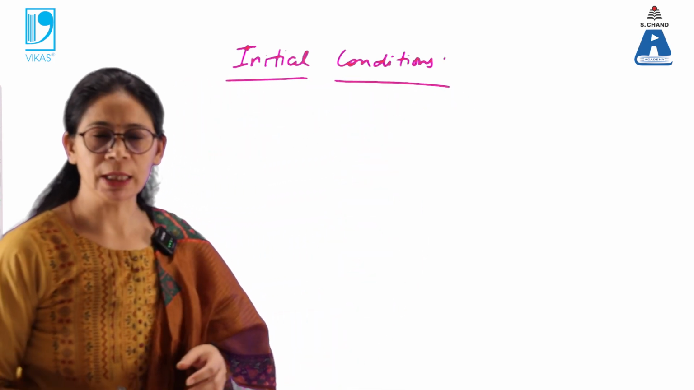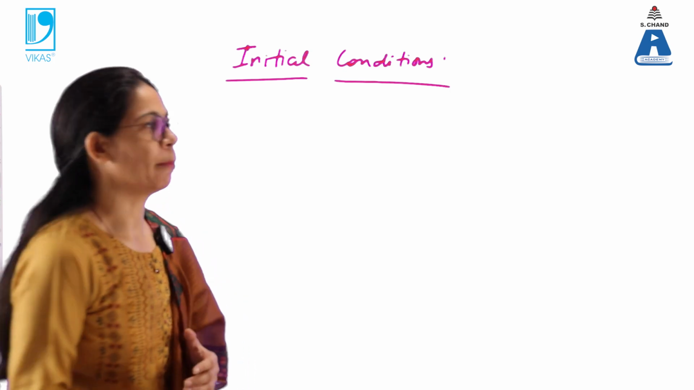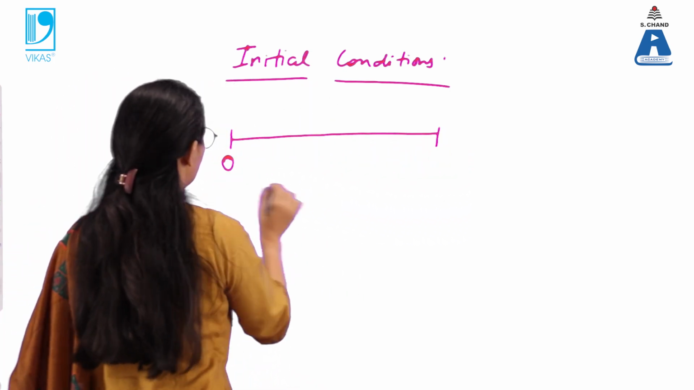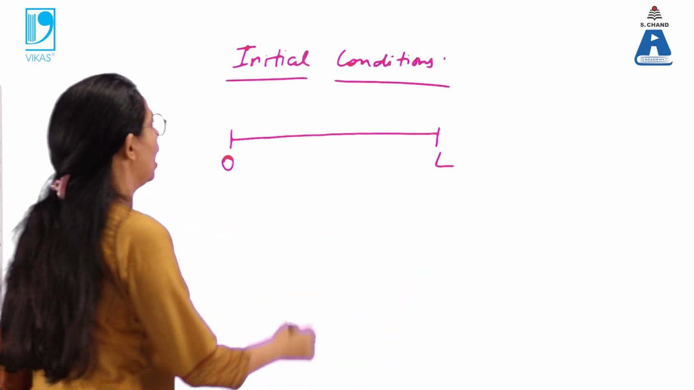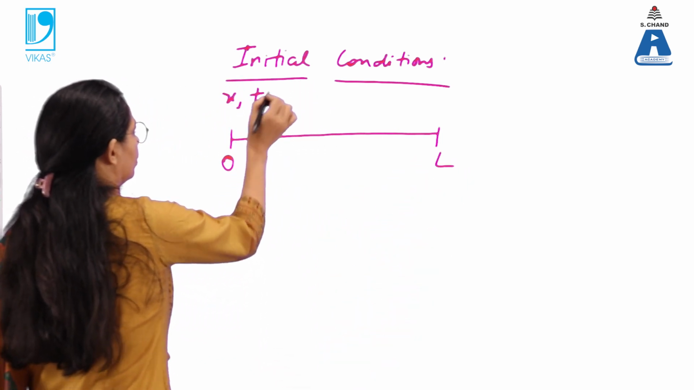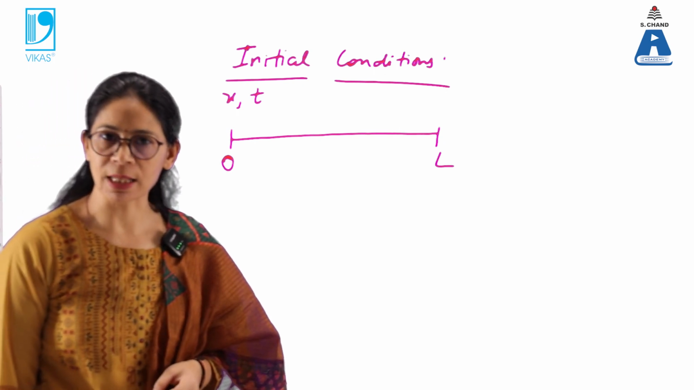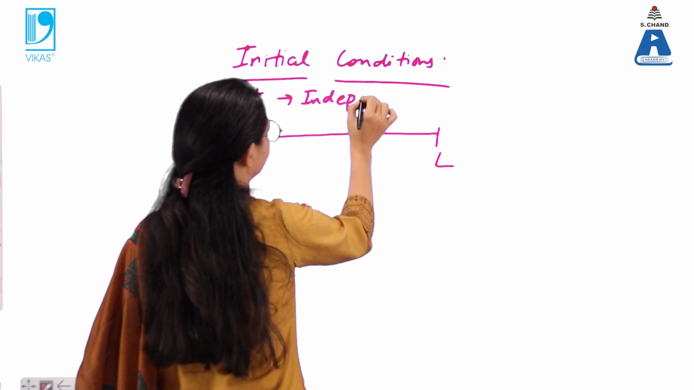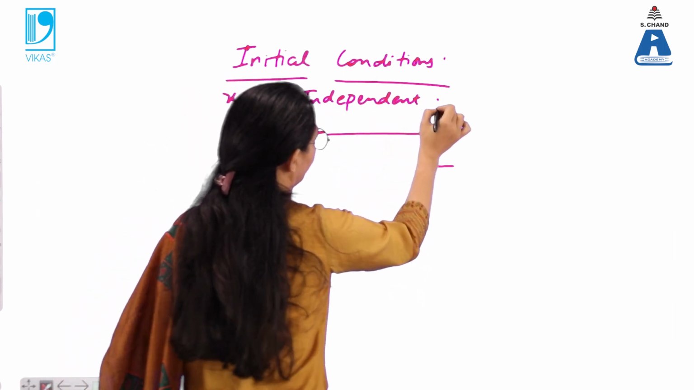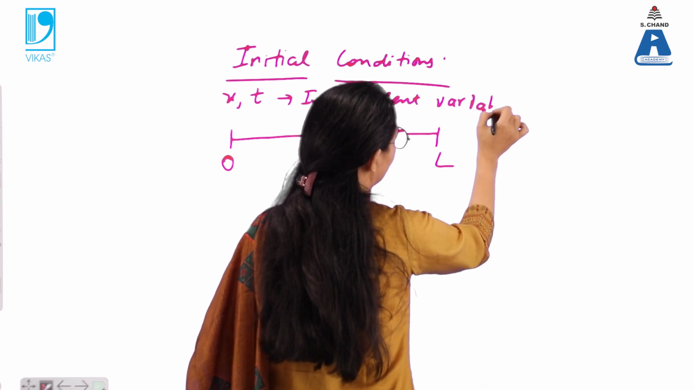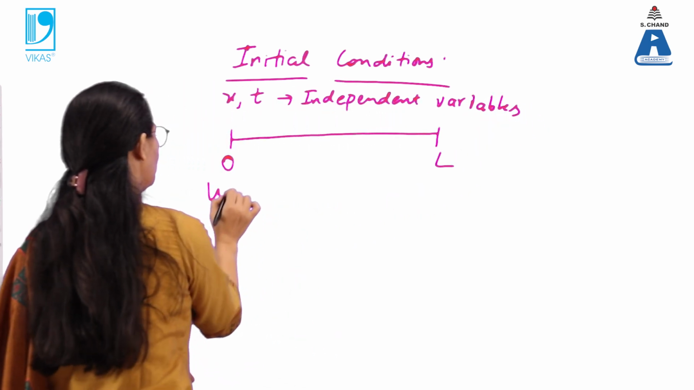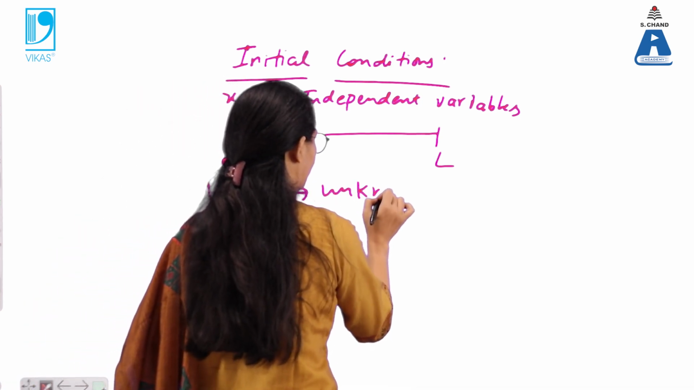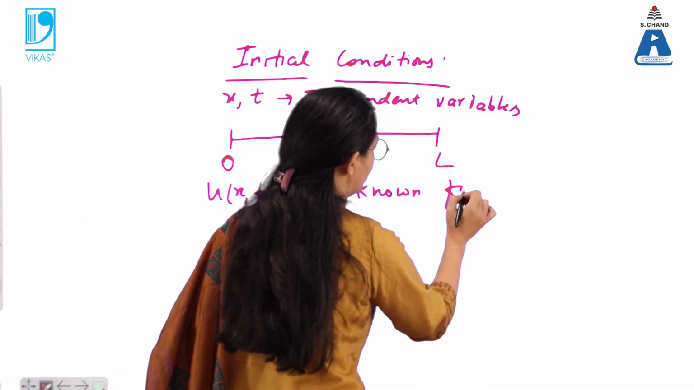Now, initial condition is, suppose we continue with the same example, that some string is given to us which is starting from, say, x equal to 0 to x equal to L, and for this the independent variables are taken as x and t. They are the independent variables. And let us say that u(x,t) is the unknown function.